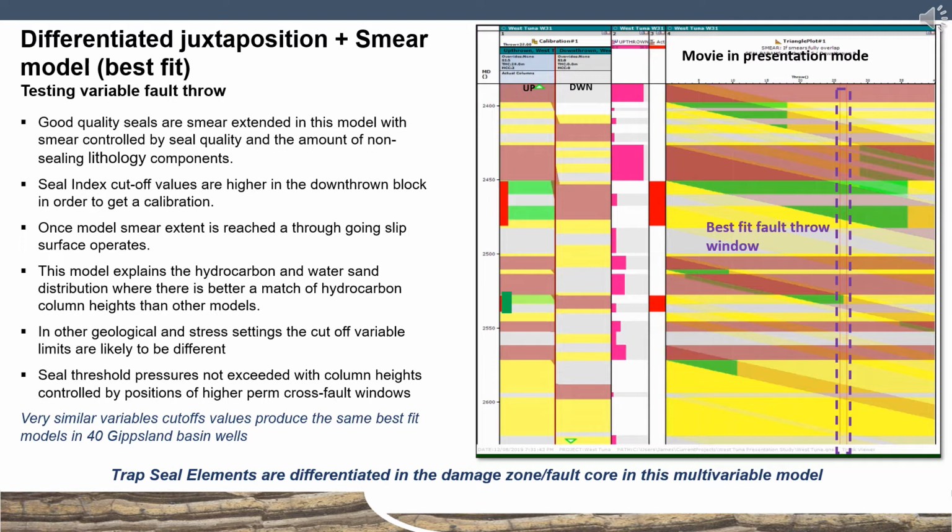What you have seen here is a simple fault throw sensitivity model on that West Tuna well. And what you can see is the uniqueness of the best fit fault throw solution, which matches up pretty closely with data from seismic mapping.